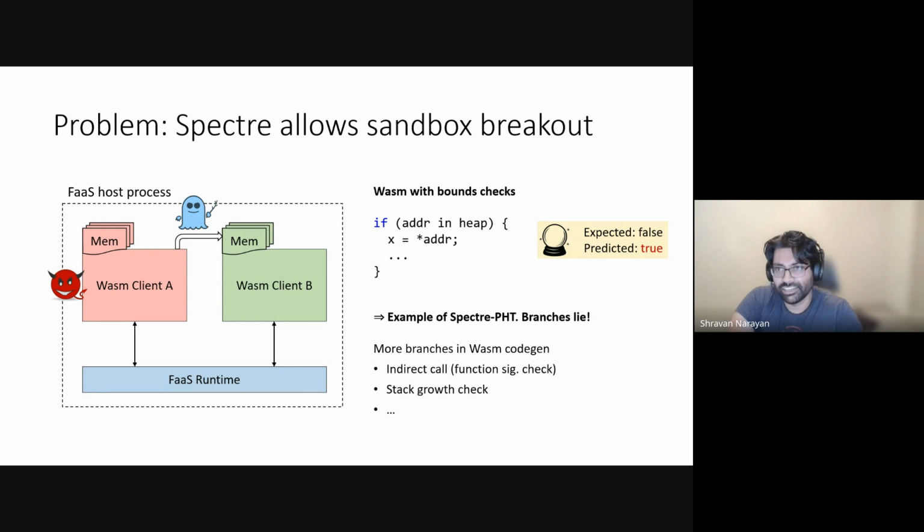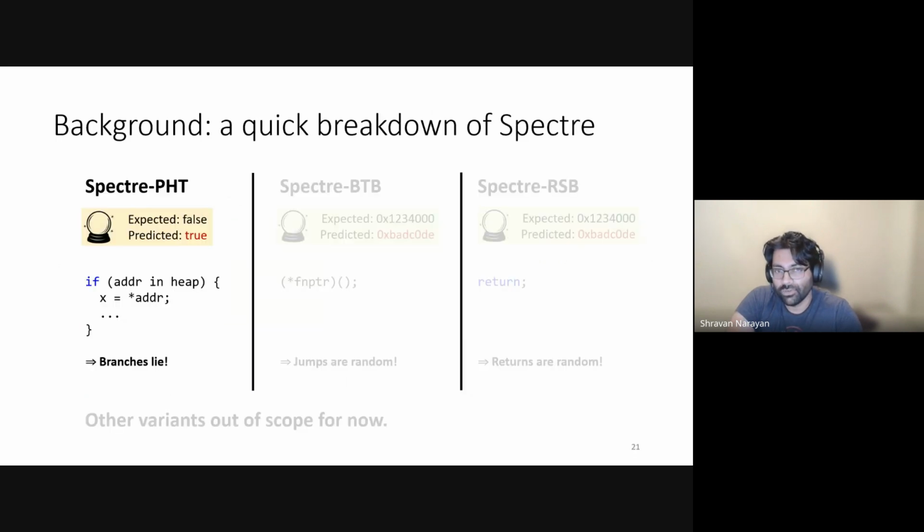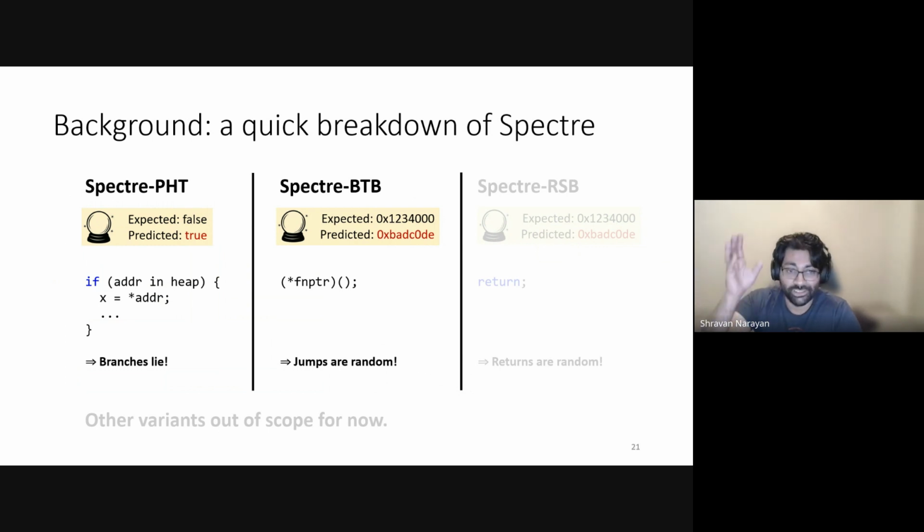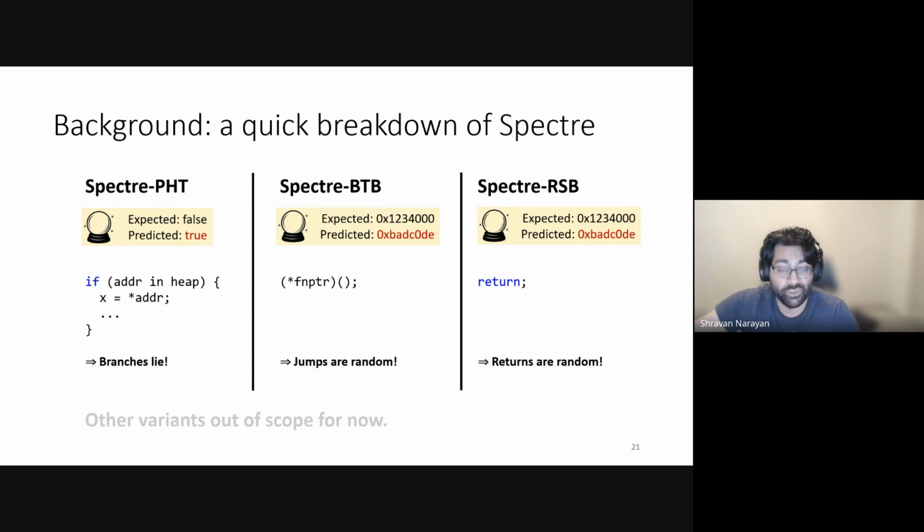And it's not just the conditional branches even, because there are a few other versions of Spectre. So we talked about Spectre PHT, which is branches lie to you. We also have Spectre BTB, which basically can be summarized as your jumps and indirect function calls are completely random. They can go anywhere they want. And we also have Spectre RSB, which is basically the same thing for return instructions. Return instructions are random. They can go anywhere they want. And there are a few additional variants as well, but let's just talk about these three. This is interesting enough as is.